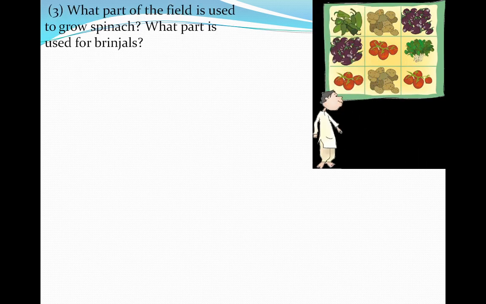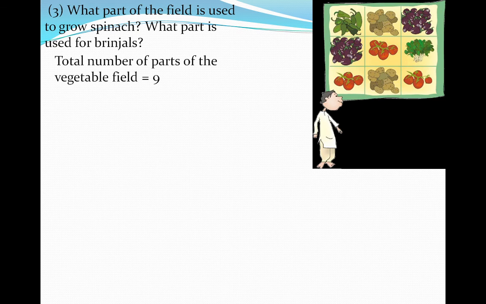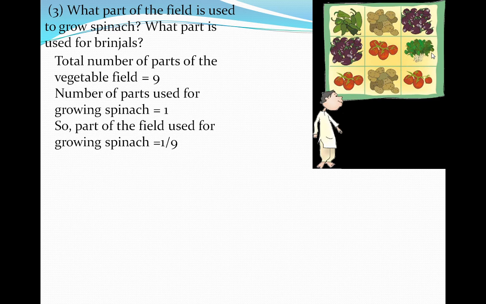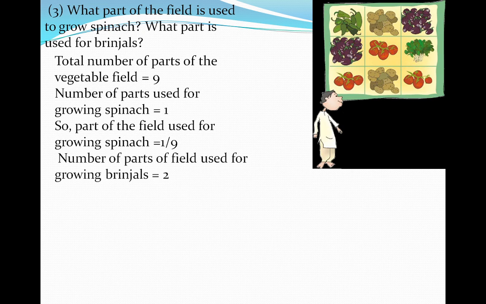Now our third question: what part of the field is used to grow spinach? What part is used for brinjal? So the total number of parts of the vegetable field is equal to 9. And the number of parts used for growing spinach is 1. Look at here in this picture. This part is acquired by the spinach. So the part of the field used for growing spinach is equal to 1 upon 9, that is 1/9. So we can say that 1/9 part of the field is used to grow spinach.